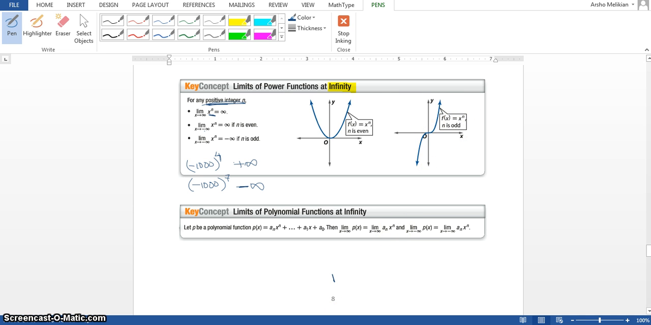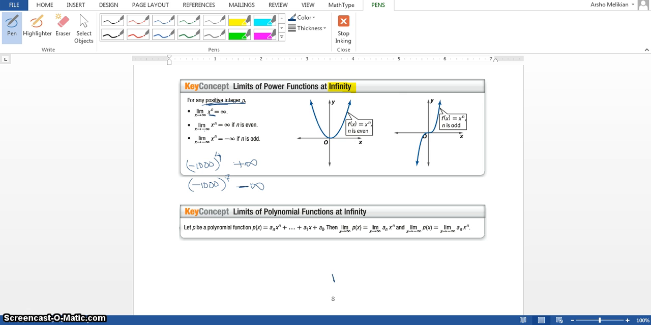If n is odd, okay, so if the exponent is odd, 3, 5, 7, as your numbers get bigger into the millions and the trillions, it goes up to positive infinity. As your numbers get further and further to the left, negative 1,000, negative 1,000,000, the values go down to negative infinity. So for that, okay? Would it be the limit of positive and negative infinity? We'll see. We're going to do lots of examples here.